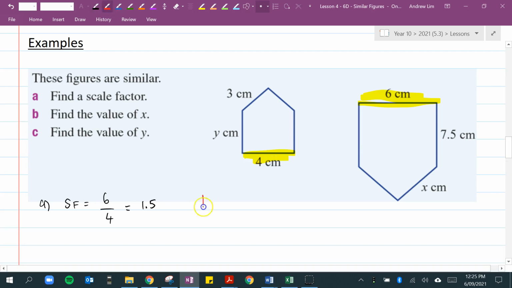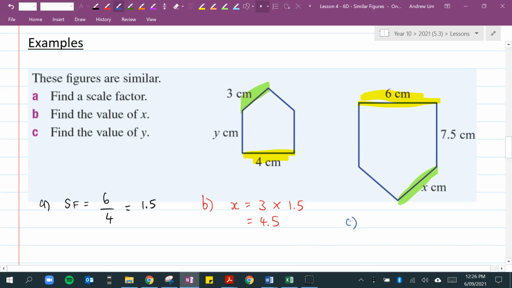So question B, find the value of x. Well, we can see here that x is part of the larger figure. So which side corresponds to that? We can see here on the smaller figure that this 3 corresponds to it. So because x is part of the larger one, we're going to take the smaller corresponding side, 3, and multiply it by the scale factor. That's going to give me 4.5. So x is equal to 4.5.